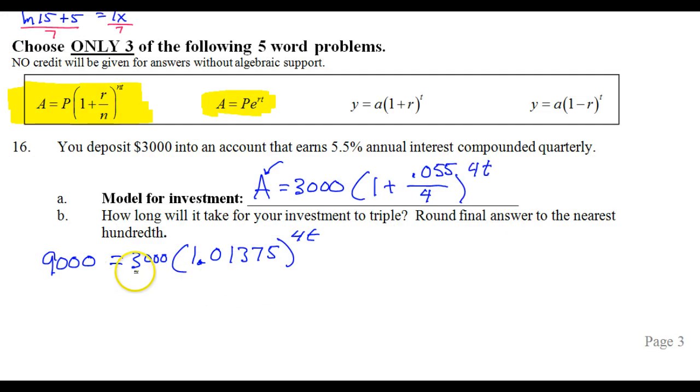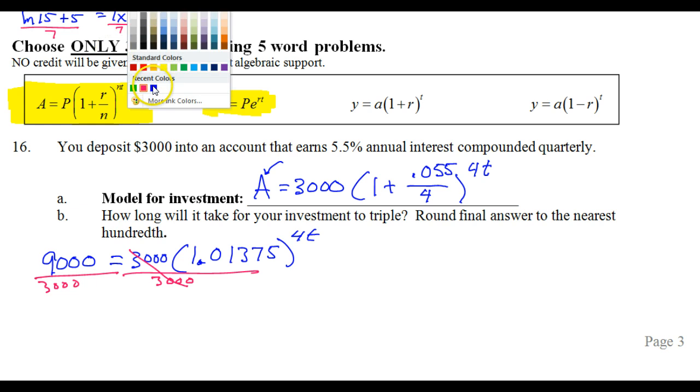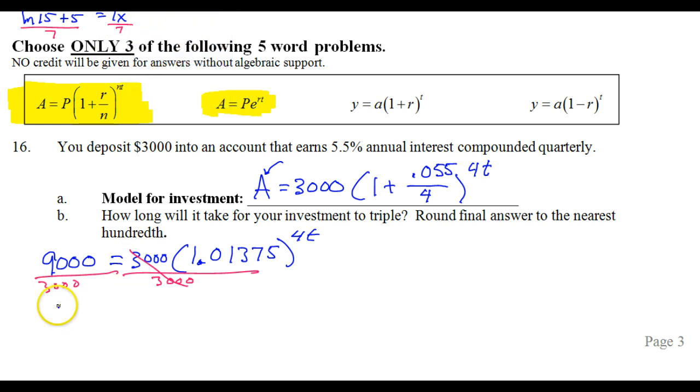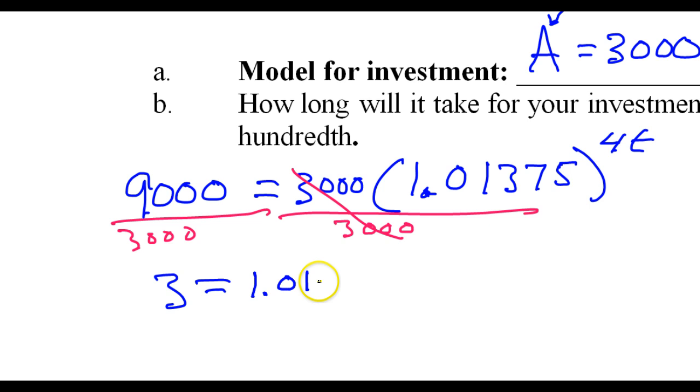Okay. Anyway, so let's carry on. Keep all these decimals. All right, if you round now, it's going to throw off your whole answer. Don't do it. So let's divide both sides by 3,000. Of course, so these cancel. So of course we're going to get 3 because we said we tripled it. Of course it's going to be 3. So what we have now is 3 equals 1.01375, okay, to the 4t power.